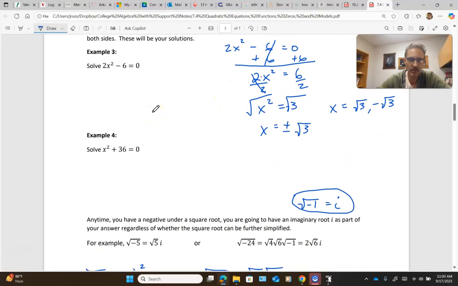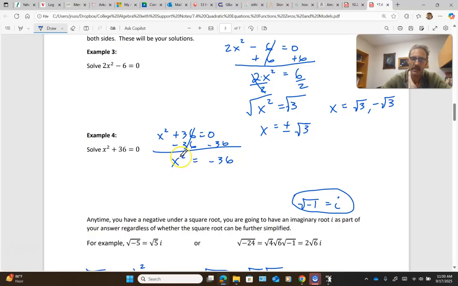Let's look at example 4. So here we've got x squared plus 36 is equal to 0. Now we can still use the square root method to solve this one, and the reason is because we're missing that middle term. But again, I need to isolate my x squared term. So that's going to involve moving this 36 to the other side. When I do that, guys, I'm going to have to subtract it. And so this will leave me with x squared is equal to negative 36.